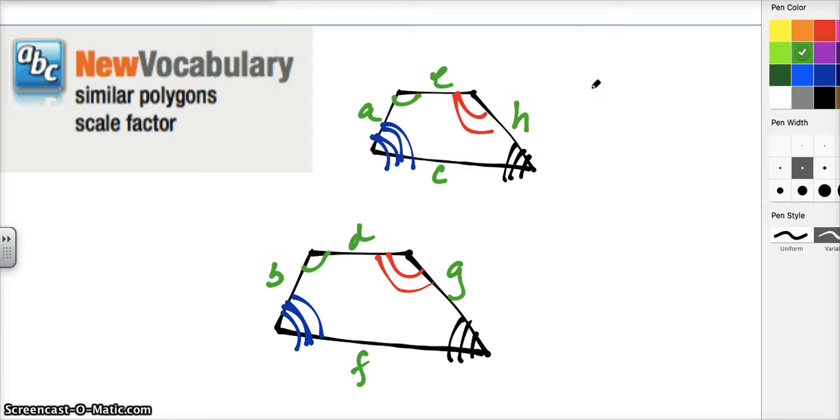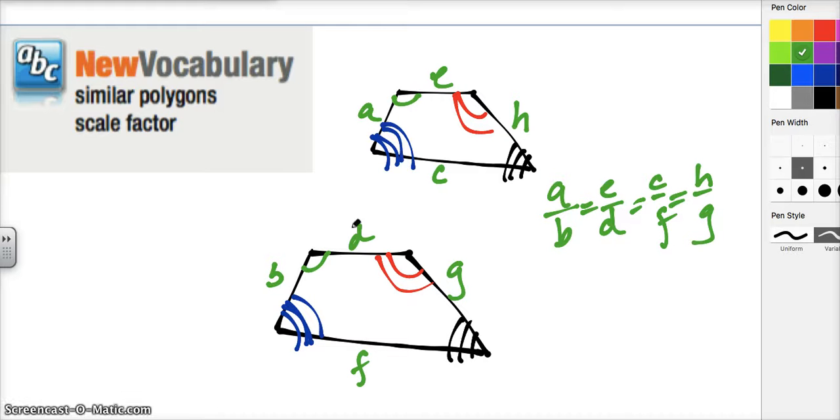I know I didn't do that nice and alphabetically, but what this means is that A is to B as E is to D, as C is to F, and finally as H is to G. So the sides are proportional in terms of their ratio. So if this is 2 and this is 4, this is 3, this would have to be double just because 2 to 4 would be 3 to 6 and so forth and so on.